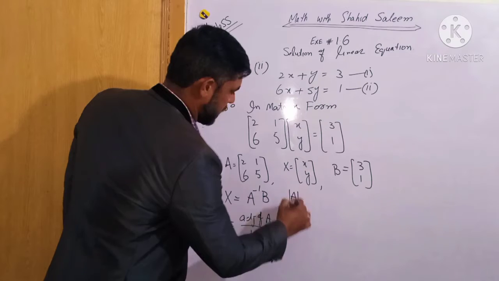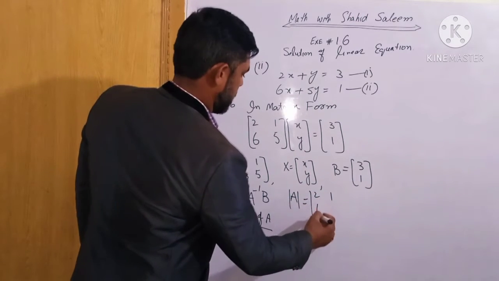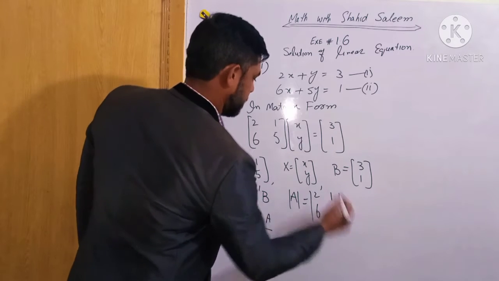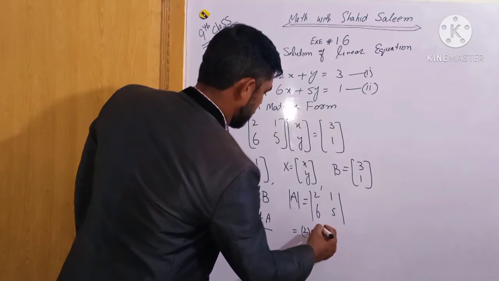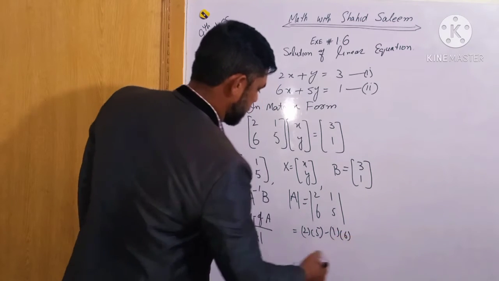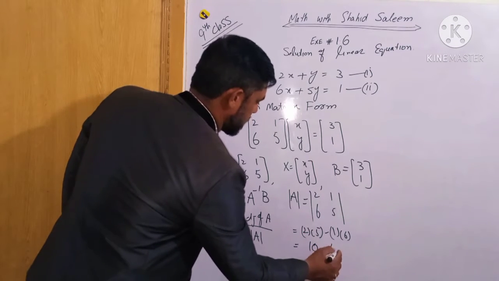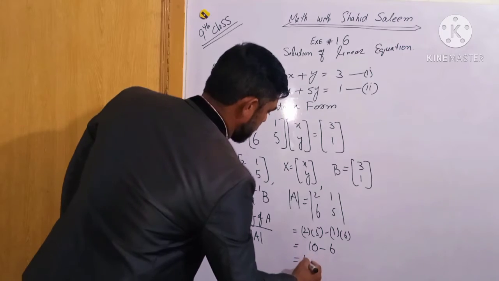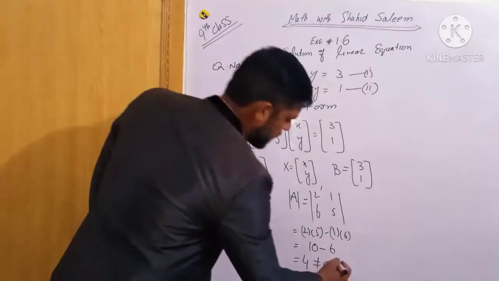A determinant equal to |2 1; 6 5|, which is equal to 2 into 5 minus 1 into 6. 2 5s are 10 minus 6 equal to 4, which is not equal to 0, so A is non-singular.